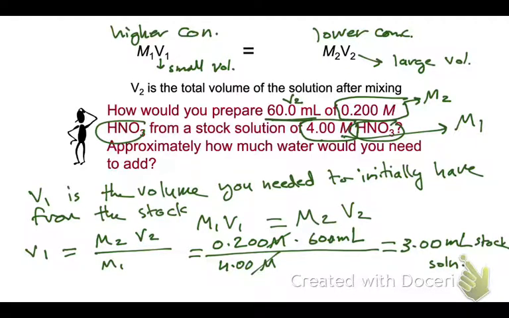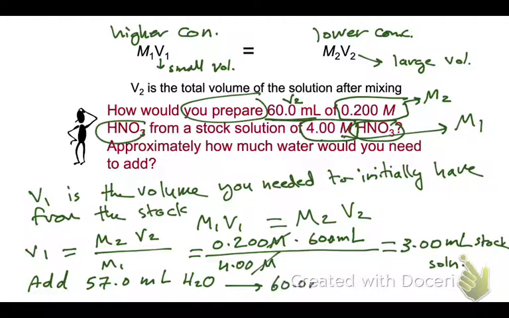Are you done? Did you really prepare what they wanted? No. What are you gonna do to the 3 ml? You're gonna say, I will add 57 milliliter water. At the end, if I do that, I will have 60 milliliter of 0.200 molar, right? Where is the 57 coming from? It is 60, which is V2, minus 3, which is V1.